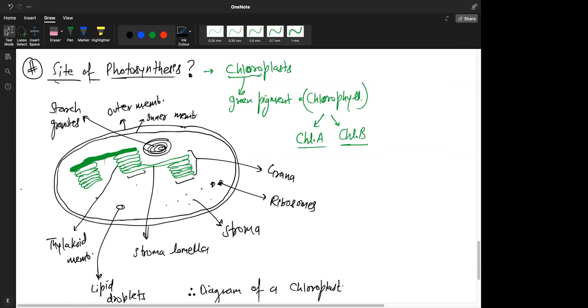This question was asked in the pre-medical test. So if the word thylakoid membrane is not there, then you would look for stroma lamellae. If even that word is not there, then you will look for grana membrane. And if even that word is not there, then you will look for the chloroplast itself. Make sense, everyone? Yes, sir. Okay, cool.